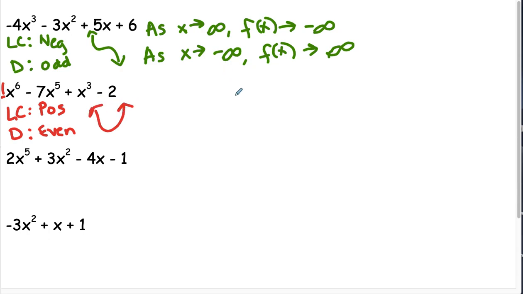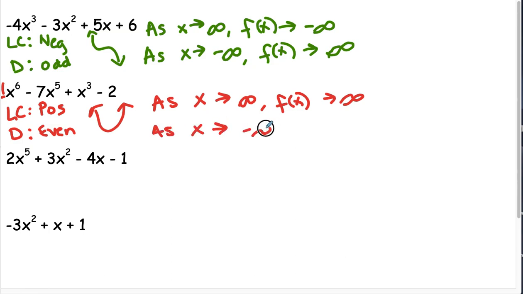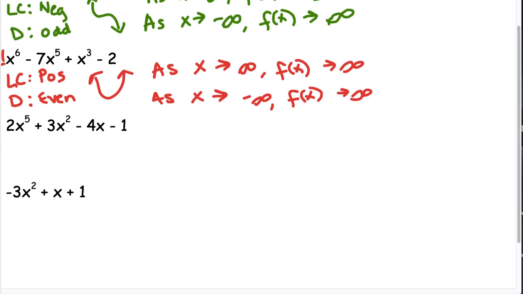All right, so as x approaches positive infinity, f of x is going to increase. As x approaches negative infinity, f of x is going to also increase. All right, we're moving forward. Okay, so now here we have another expression, 2x to the fifth plus 3x squared minus 4x minus 1. So this time I'm going to label the degree first and then my leading coefficient. All right, so we're looking at the highest exponent, which is 5. 5 is an odd number. All right, so that's an odd degree. The leading coefficient of x to the fifth is 2, and 2 is positive.